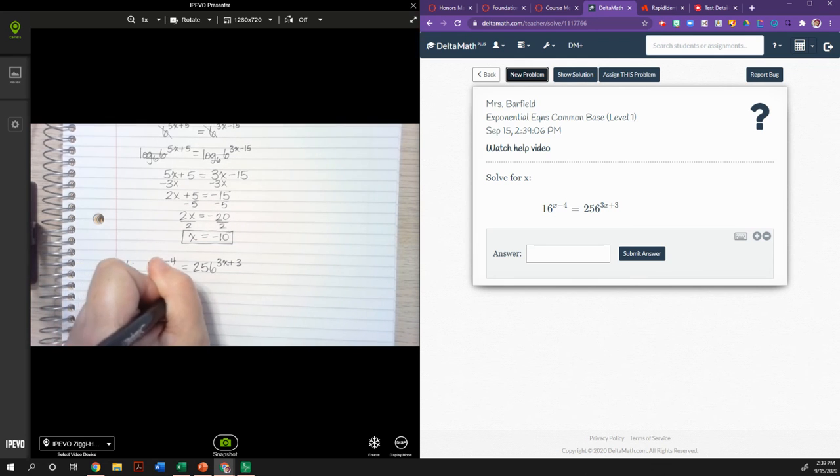So that means 4 to the second power to the x minus 4 equals 4 to the fourth power to the 3x plus 3.